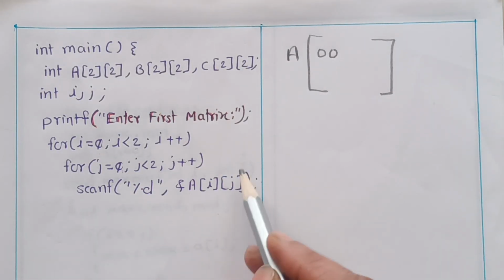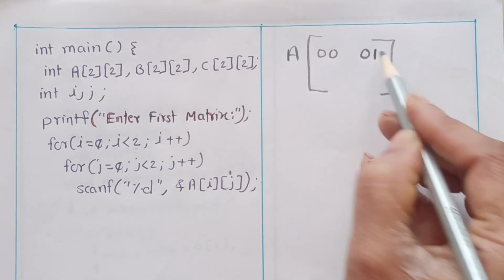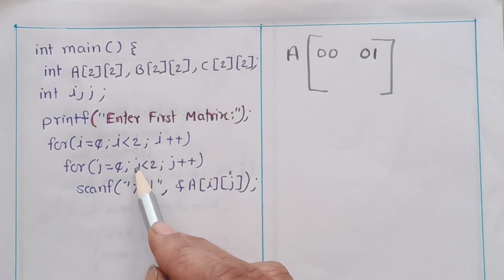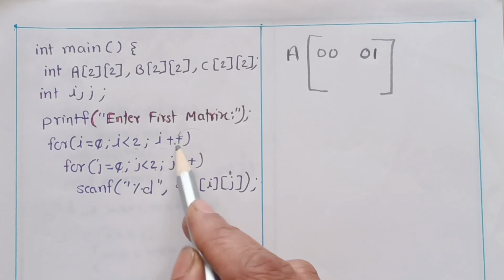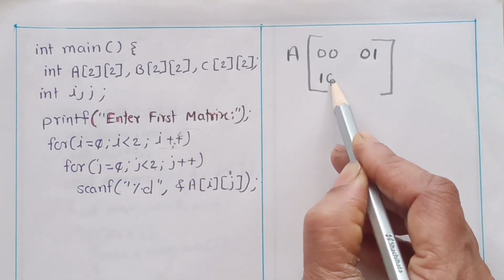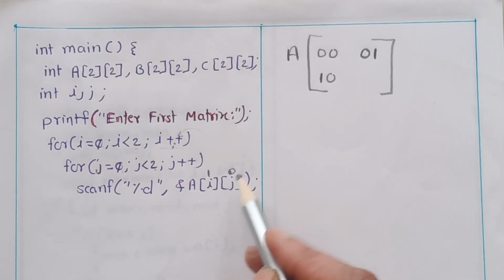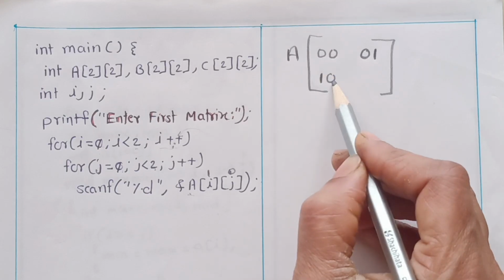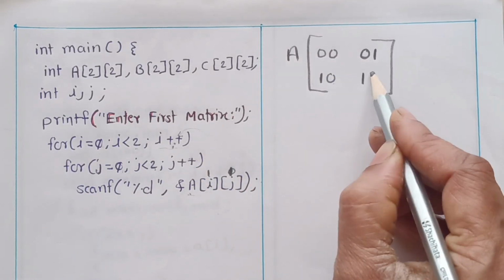Next when j increments, j will become 1. So i will remain the same, j will become 1 here. Again j will increment, it will become 2. So 2 is not less than 2. So again it will go to the i variable and i will increment by 1. Before it was 0, then it will become 1. And then again j will become 0 here. So 1 0, we are reading array of 1 0. So this value we are reading here. Okay. After that j will increment by 1 and 1 1.